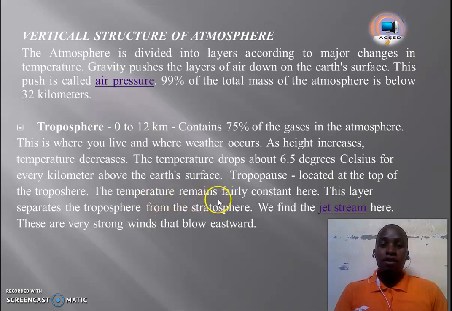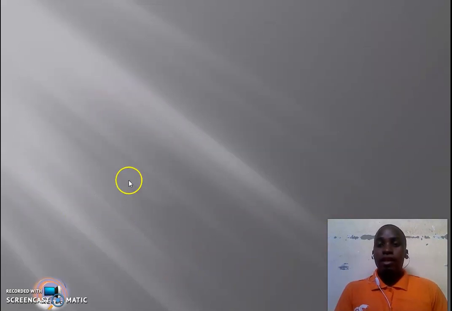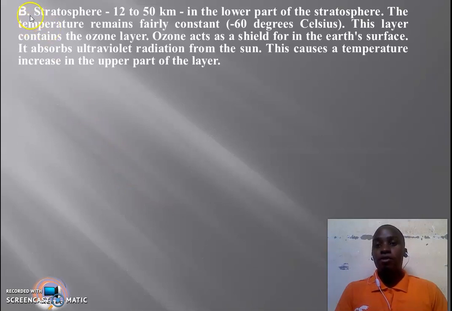The temperature remains fairly constant, temperature yenyewe inakuwa constant. The layer is separated by the troposphere from the stratosphere, which we define as the jet stream, lakini vile vile unakuta kwamba zile jet stream tutakuja kusoma baadaye zinapatikana hapa, hizi zinakuwa kama ni kind of winds ambazo zinapatikana katika hii layer. Lakini tukiachana troposphere ambapo tumegundua ni layer ya kwanza, nyingine ndio stratosphere.